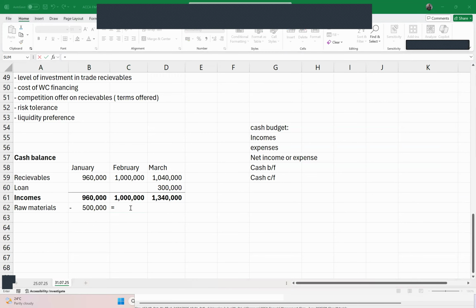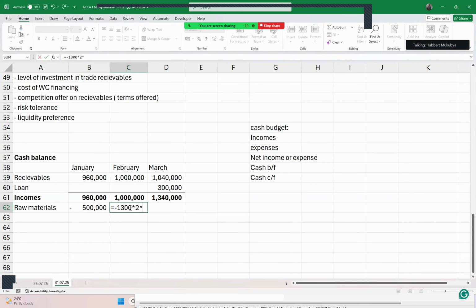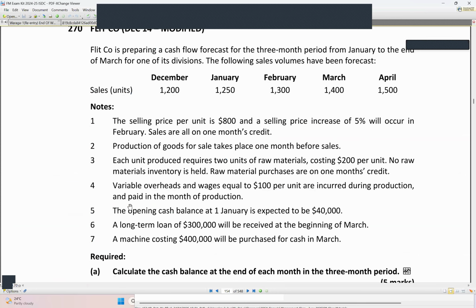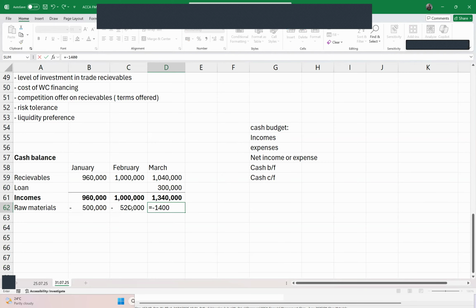Then in February, 1,300 multiplied by 2 multiplied by 200. And in March, 1,400 multiplied by 2 multiplied by 200. Okay? So that is for raw materials.